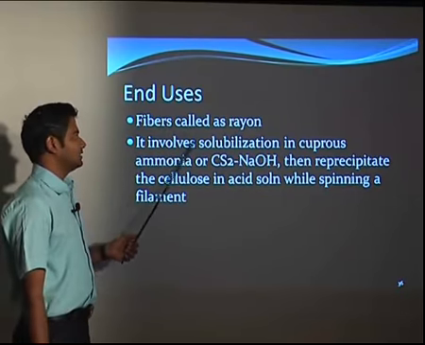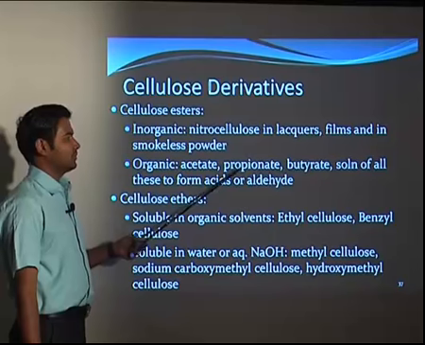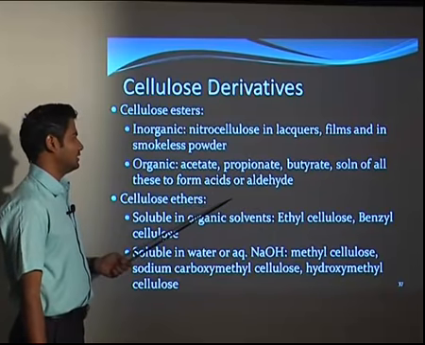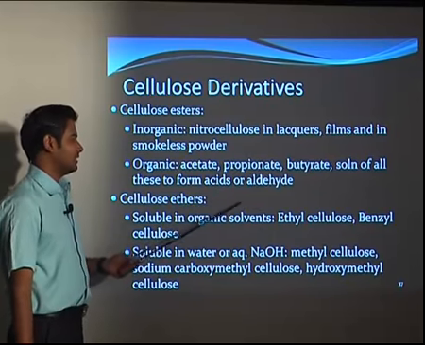Then there are cellulose derivatives that we have to study. First being the cellulose esters, the inorganic and organic types. Inorganic will include nitrocellulose in lacquers, films and smokeless powders. Then organic, it is acetate, propionate, butyrate and solutions of all these to form acids or aldehydes.